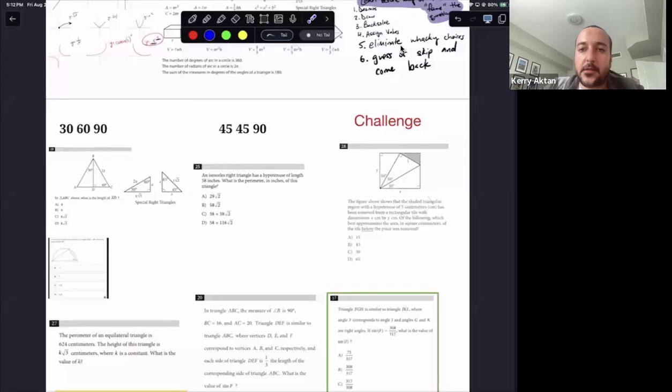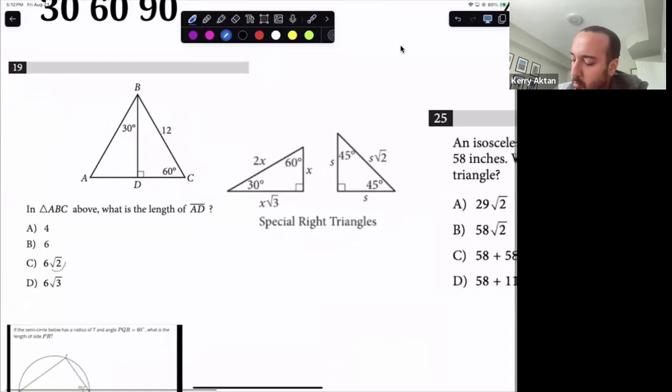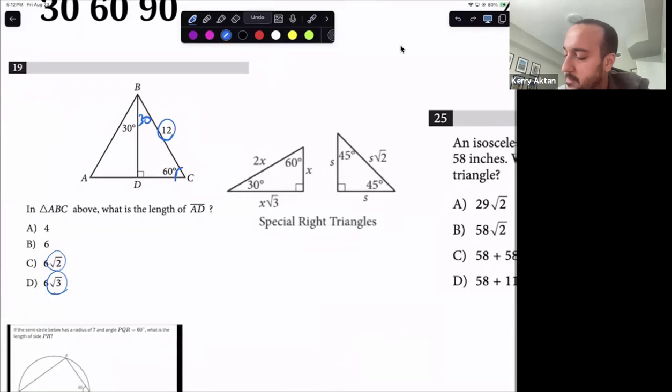So the first skill that I want to just remind everyone is 30, 60, 90. The second I see root 2 or root 3 in the answer choices, I have alarms going off in my head. In other words, if this is 30, this is 60. Remember that half of the hypotenuse will be the side opposite of the 30. In other words, half of 12 is 6, so this is 6. Done.